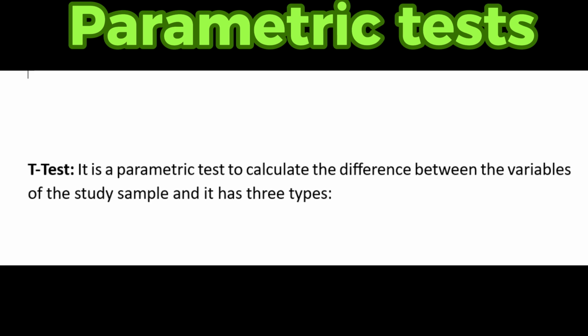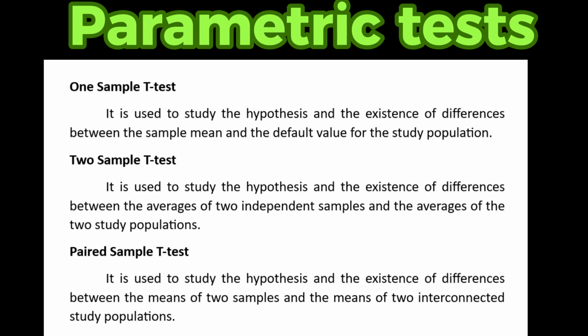T-test. It is a parametric test to calculate the difference between the variables of the study sample, and it has three types. One sample t-test. It is used to study the hypothesis and the existence of differences between the sample mean and the default value for the study population. Two sample t-test. It is used to study the hypothesis and the existence of differences between the averages of two independent samples and the averages of the two study populations. Paired sample t-test. It is used to study the hypothesis and the existence of differences between the means of two samples and the means of two interconnected study populations.